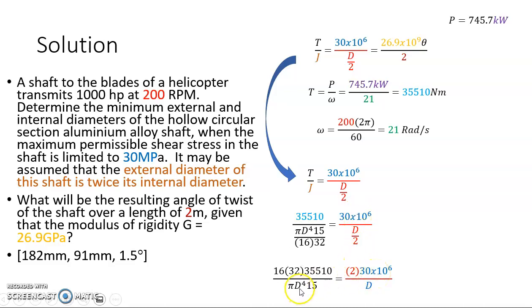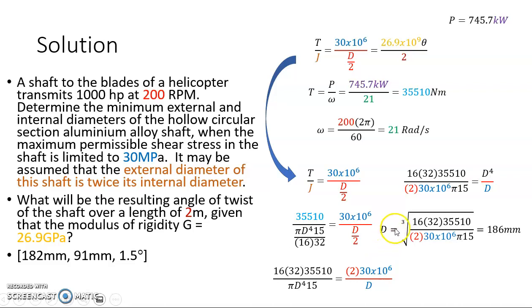And then we're just going to bring the D to the power of 4 up, and bring the 2 pi by 30 by 10 to the power minus 6, we're going to bring that down here. D into D to the power of 4 is D cubed. So if we want to get D, we get the third root of this expression. And when I do that, I get 186 millimeters. Okay, the answer we were told is 182. So this is close enough. There's probably some rounding errors.